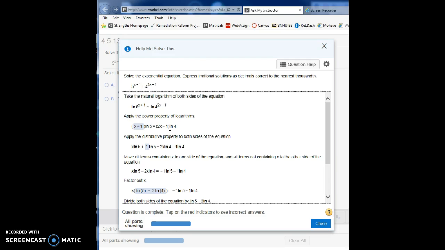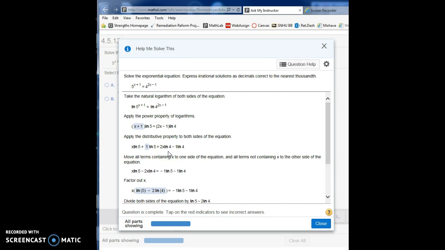So now we're going to use the basic distributive property where we have this number, ln of 5 is a number, and it's multiplied by everything in the parentheses, so you just distribute it through. And the same on the other side, this number multiplied by both items in parentheses.